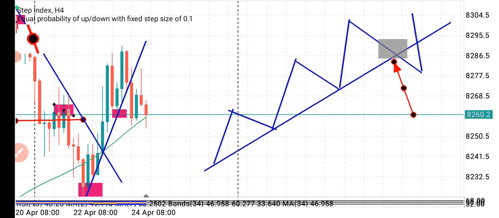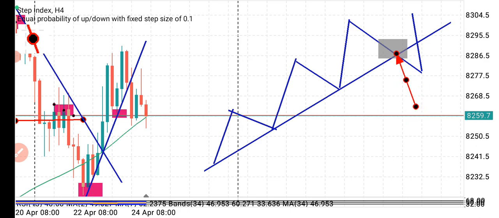So what is responsible for this fake out is liquidity. Liquidity is responsible for fake out. And why? What are we talking about?